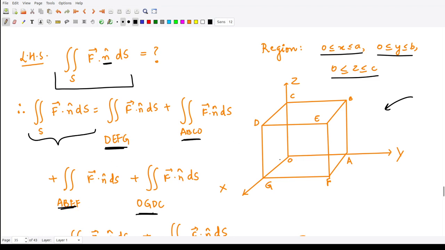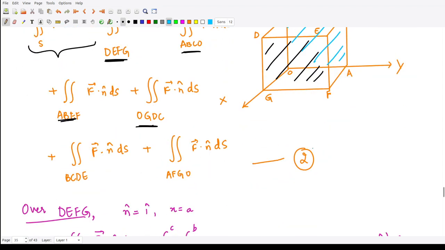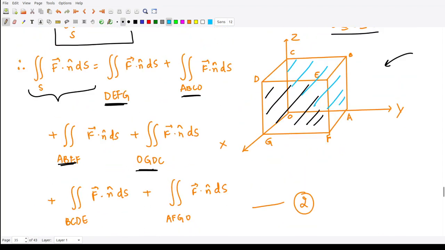So DEFG is this one. Then you have ABCO. So ABCO is this one, right? And then you have ABEF.